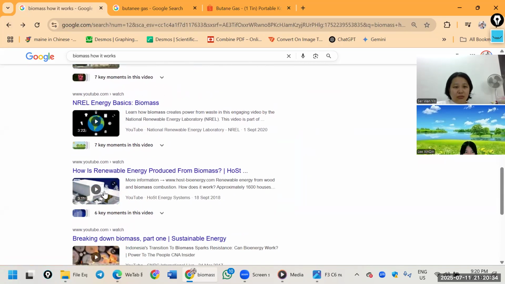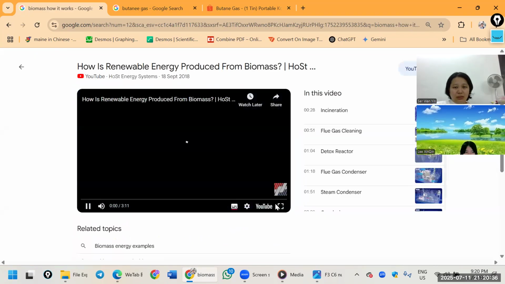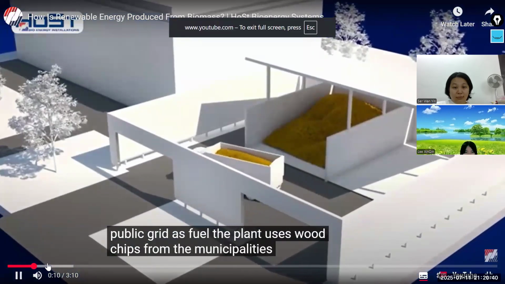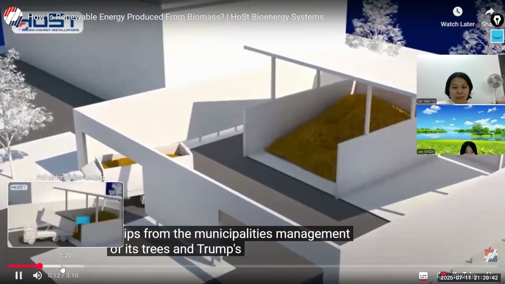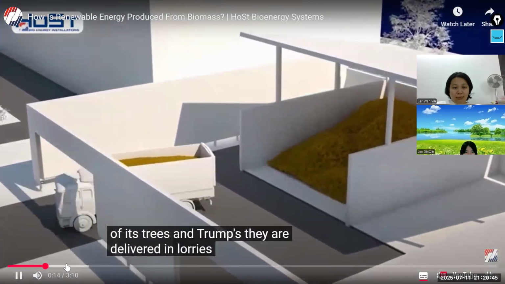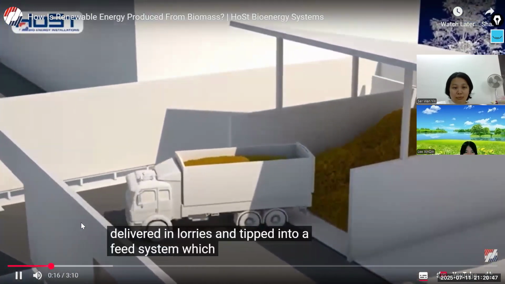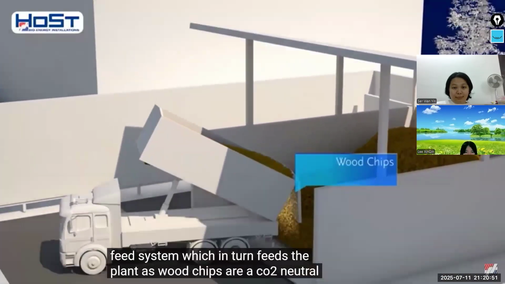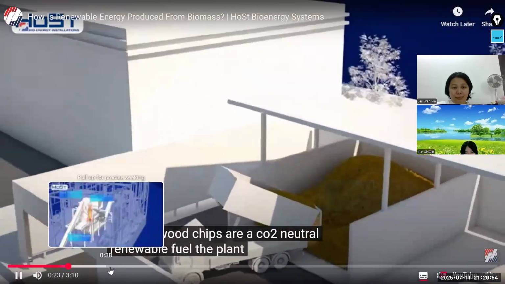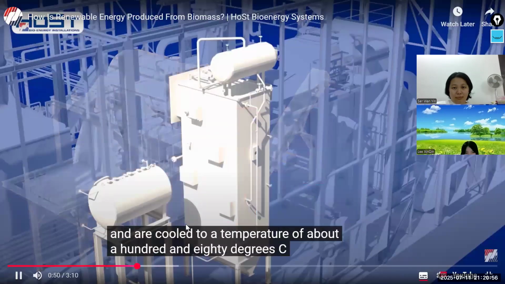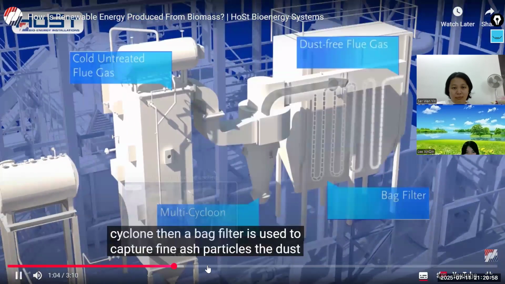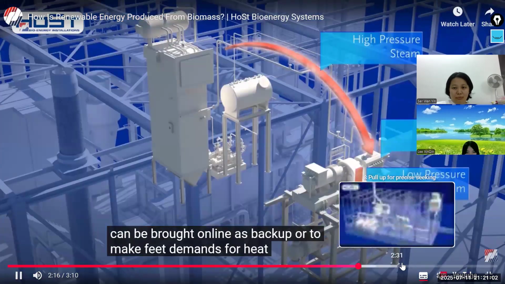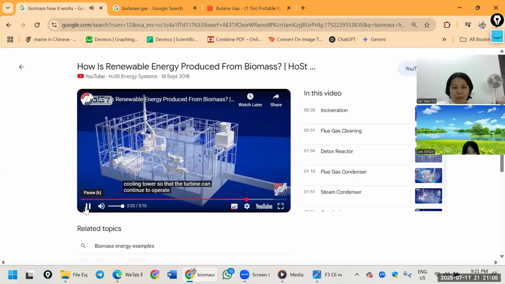Biomass. The plant supplies the distilled wood chips from the municipality's management of its trees and shrubs. They are delivered in lorries and tipped into a feed system, which in turn feeds the plant. As wood chips are a CO2 neutral, renewable fuel, the plant produces 180 degrees C. After passing through the bag condenser and cool flue gas, the line can continue to operate.